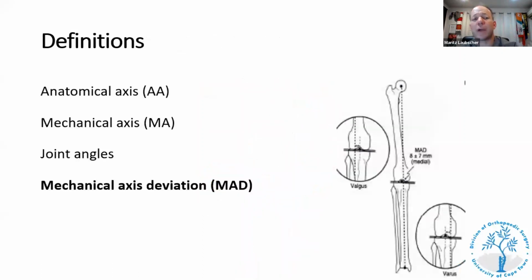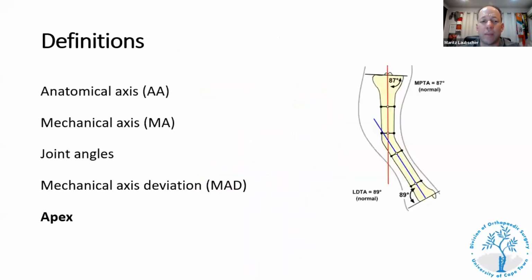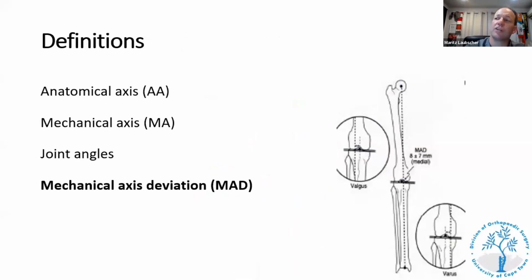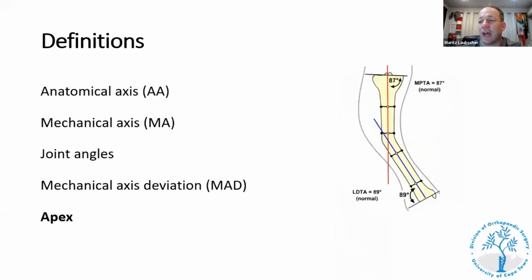femur. Okay, and then the next definition, mechanical axis deviation, which is just a way to quantify how abnormal a mechanical axis is, and we measure this in millimeters from the middle of the joint. And then the apex of the deformity, which we previously referred to as the CORA, is where the axes of the two deformed segments meet. So where two axes meet is called the apex.